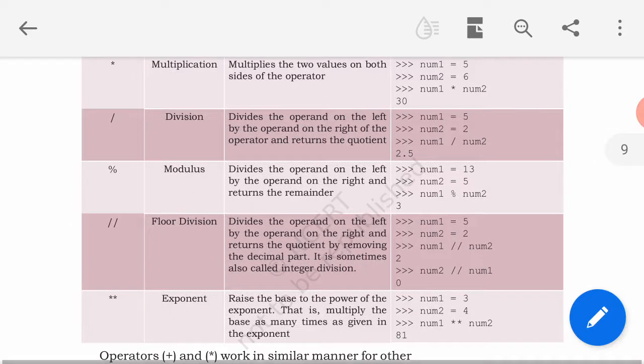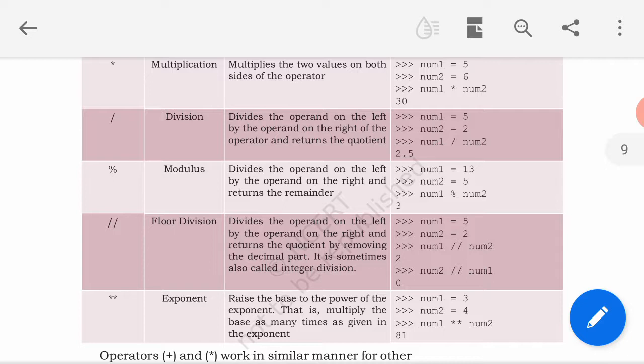Next comes modulus operator. Percentage sign is used for the modulus operator. It divides the operand on the left by the operand on the right and it returns the remainder. It will be more clear from the example. num1 is holding value 13, num2 is holding the value 5, and num1 modulus num2 it gives you 3 because on dividing 13 by 5 the quotient is 2 and the remainder is 3, so it is displaying 3.